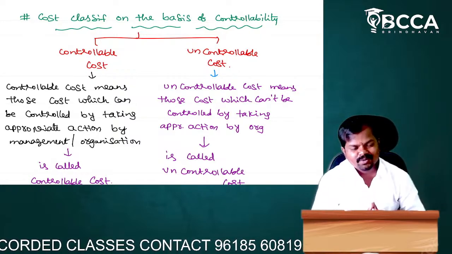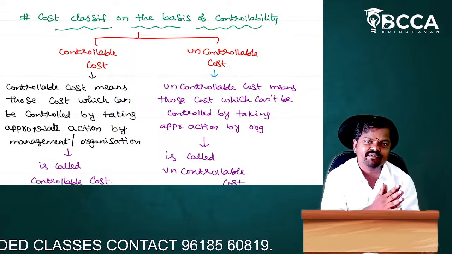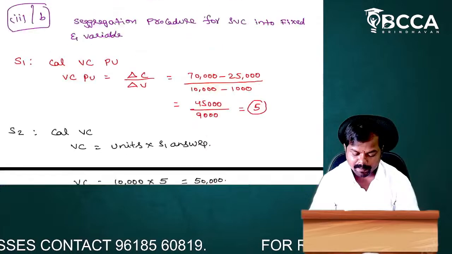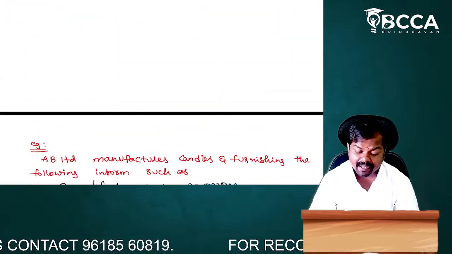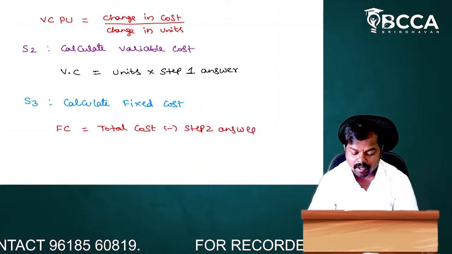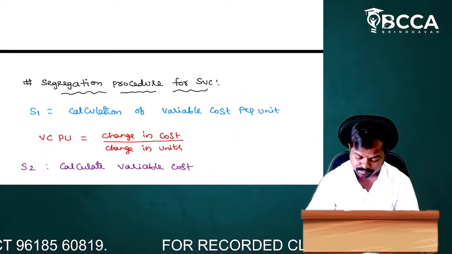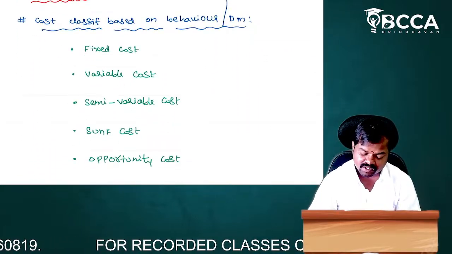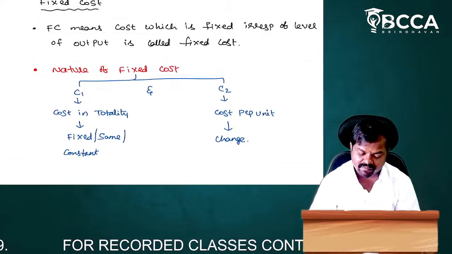Hi guys. Good morning. In yesterday's class, we discussed certain topics. Cost classification on the basis of what? Behavior. On the basis of behavior. Okay. What did we discuss? Fixed cost, variable cost, semi-variable cost.